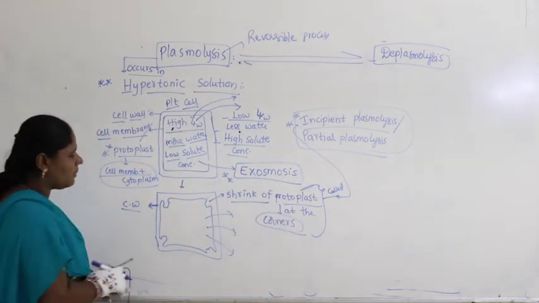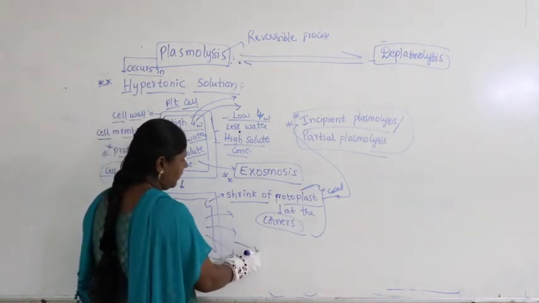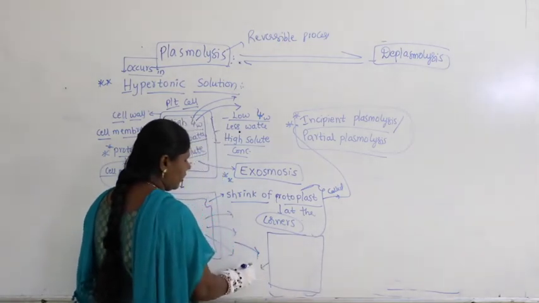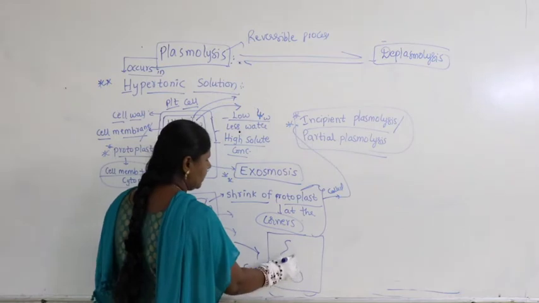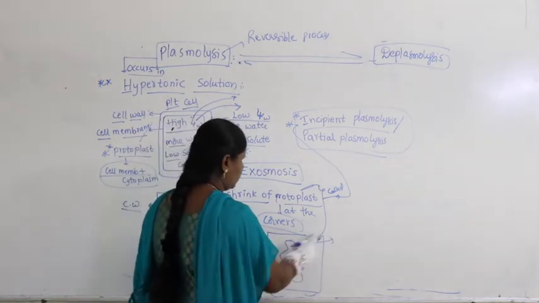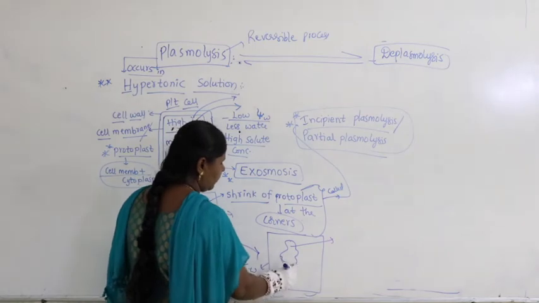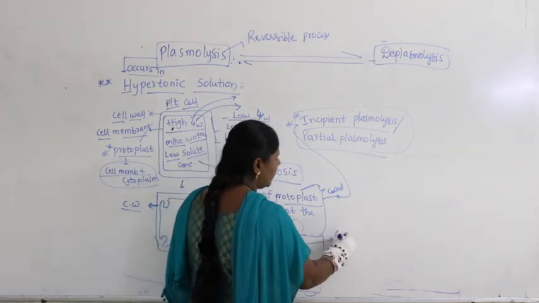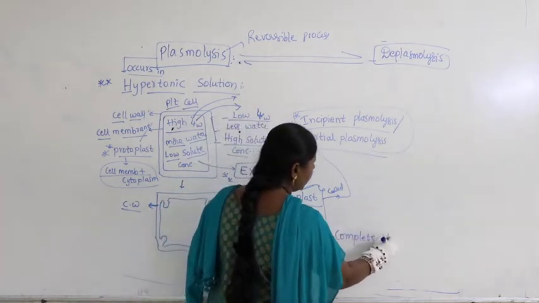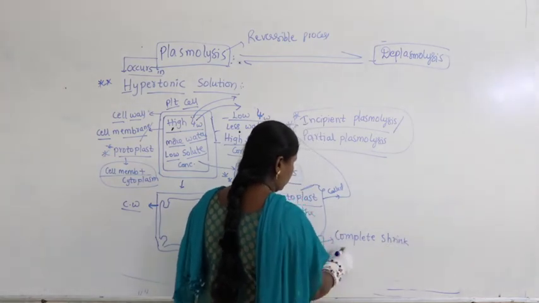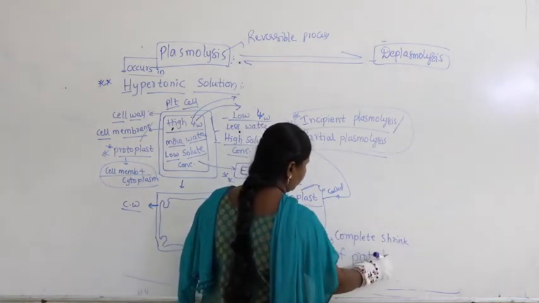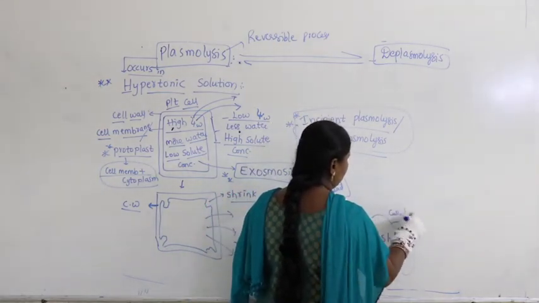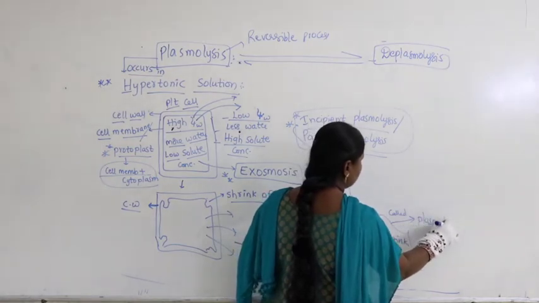Now, if it continues further, after some time, what happens? The cell wall is as it is. Now you can see the protoplast has shrunk, becoming much smaller, completely like this. This is what is called a complete shrink of the protoplast. Complete shrink of the protoplast itself is called plasmolysis.